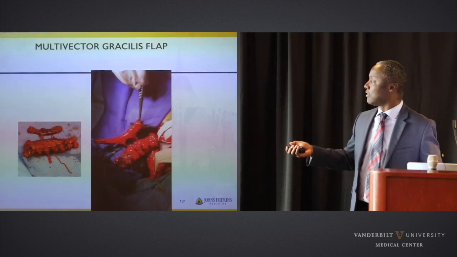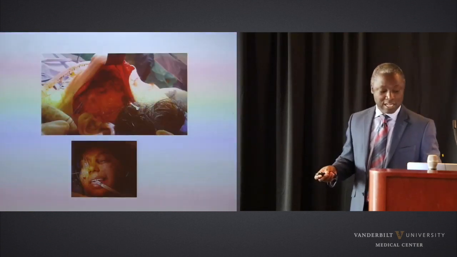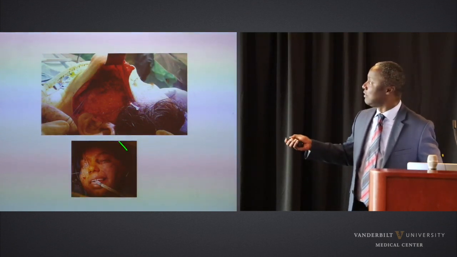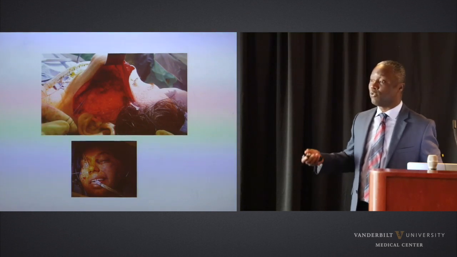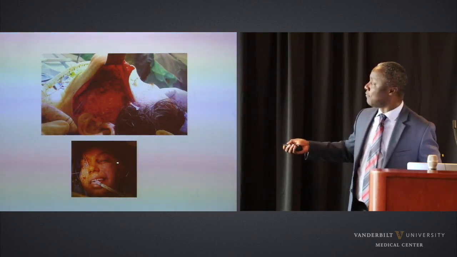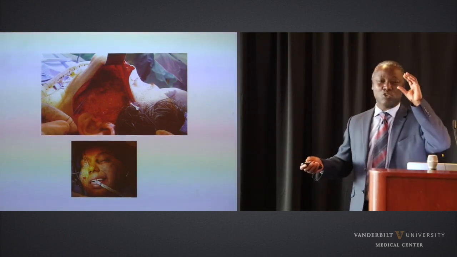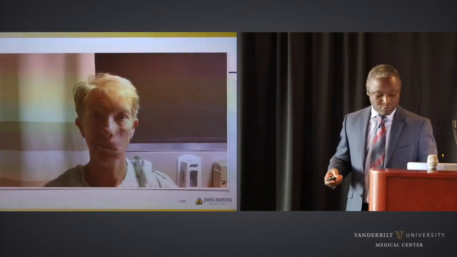The two muscle paddles, like a chimeric flap, can move independent of each other, and we can usually recreate different vectors to get a smile that lifts the upper lip and shows full teeth, as in the Duchenne type of smile. We extend the flap all the way to the eye so that the eye can also squint when they smile, so that we're recreating a full smile.